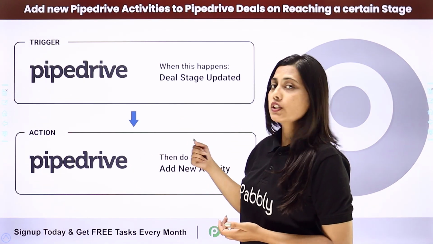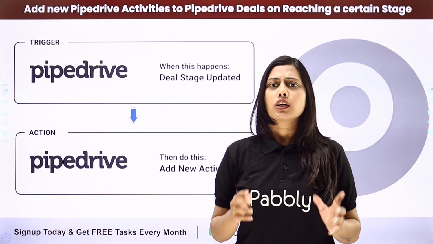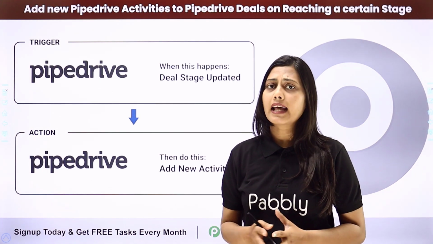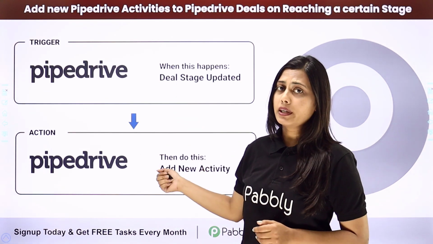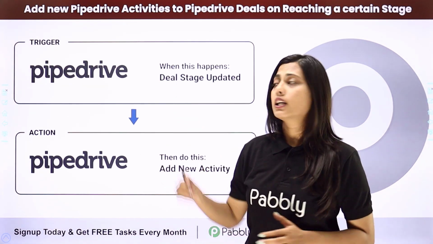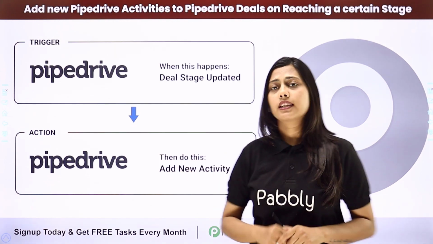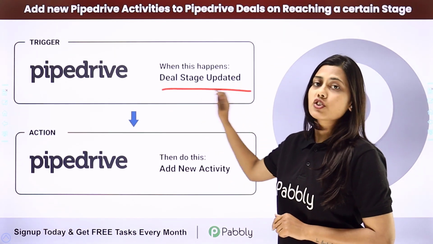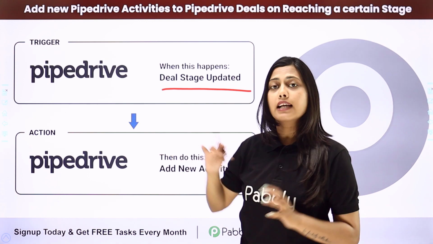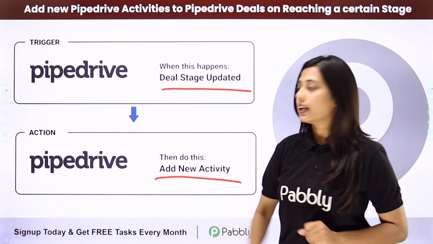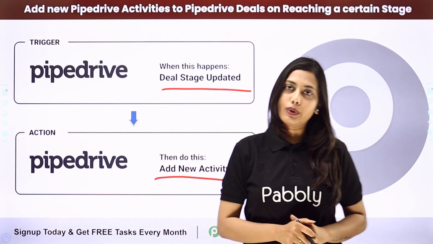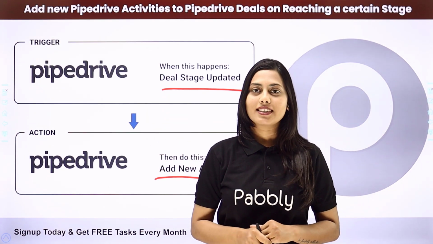But since these are the features of one complete application, you might have to do the work of creating that activity in a deal manually. But let me tell you, we can actually automate this process. We will integrate these two features in such a way that our trigger will be a deal stage updated in your Pipedrive deal that has already been created, and your action will be the new activity added in your Pipedrive inside this deal only. Let us learn how to do it.